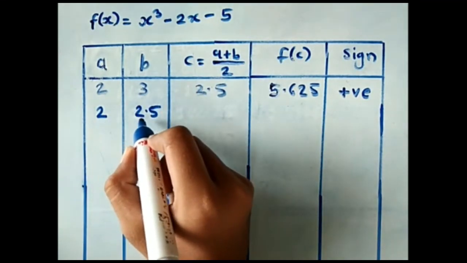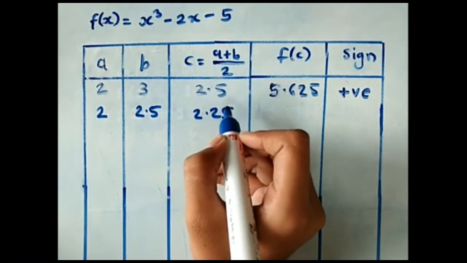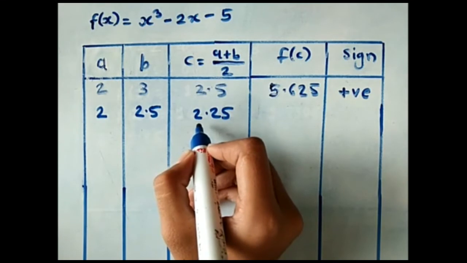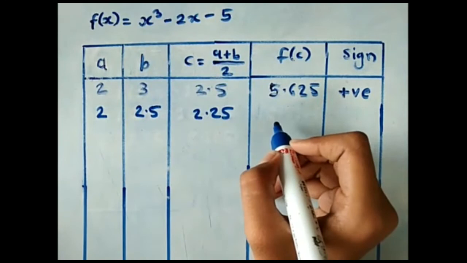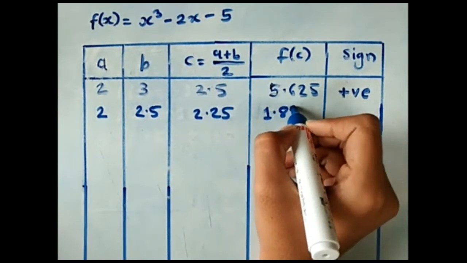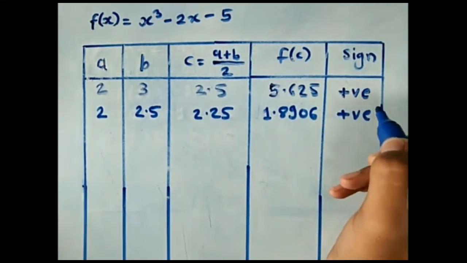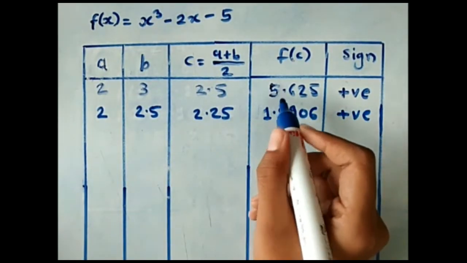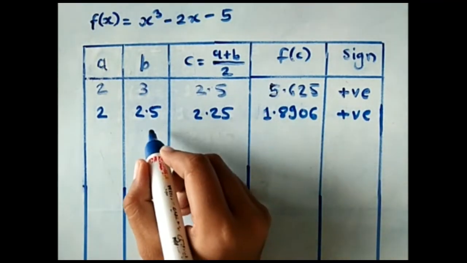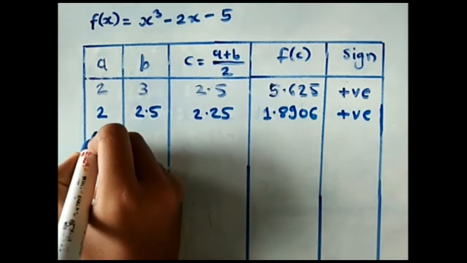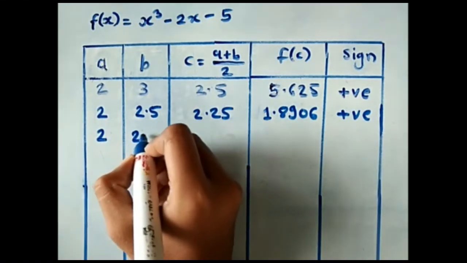By putting the values of a and b in the formula of c, we get 2.25. Then again by putting the value of c in the function, that is f(c), we get the value 1.8906. Here also the sign is positive. Again f(c) becomes positive, and hence we again replace the value of b by the value of c. Here also a remains the same. The value of b becomes 2.25.